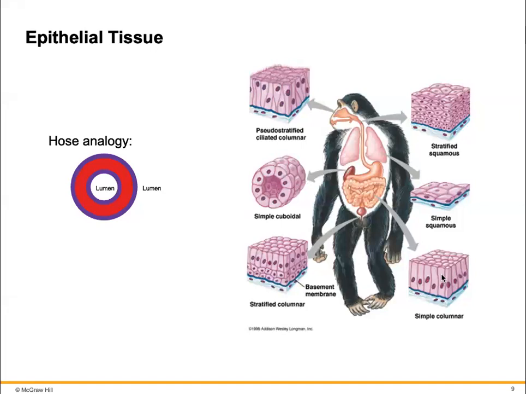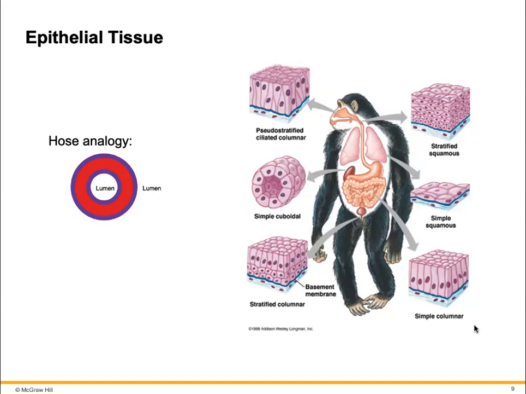Now, the other variation that you'll see is that we have some that are listed as stratified versus simple. Simple refers to having one layer of that cell type, and epithelial tissue is literally named based on the number of layers you see and the shape. So simple squamous would be one layer of squished cells. Simple cuboidal would be one layer of the cube-shaped cells, and then simple columnar would be one layer of the column-shaped cells.